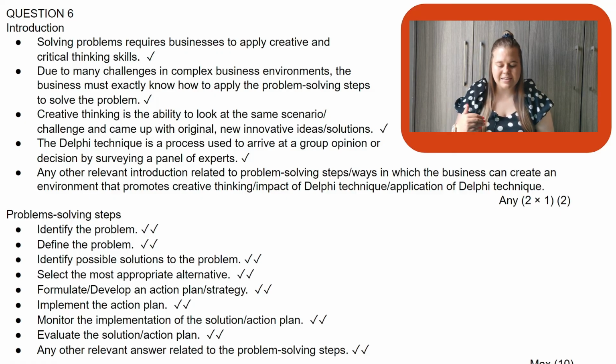Okay, any steps here, there's a max of 10, so 5 bullets effectively. So, identify the problem, 2 marks. Define the problem. Identify possible solutions to the problem. Select the most appropriate alternative. Formulate and develop an action plan or strategy. Implement the action plan. Monitor the implementation of the solution or action plan. Evaluate the solution and action plan. And then anything else that is relevant.